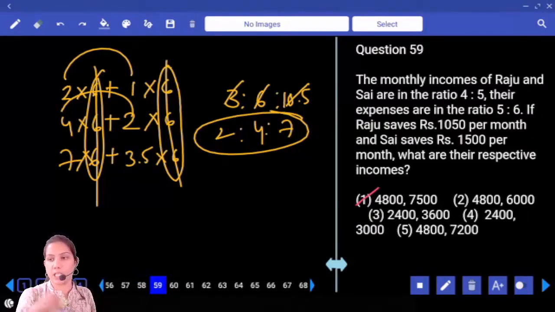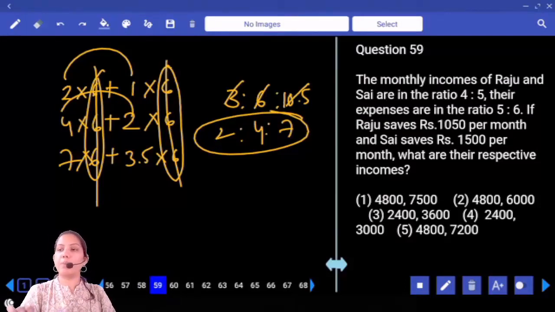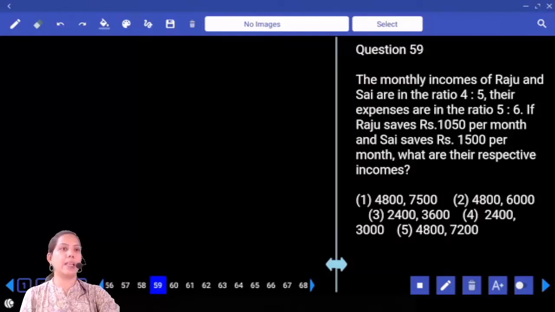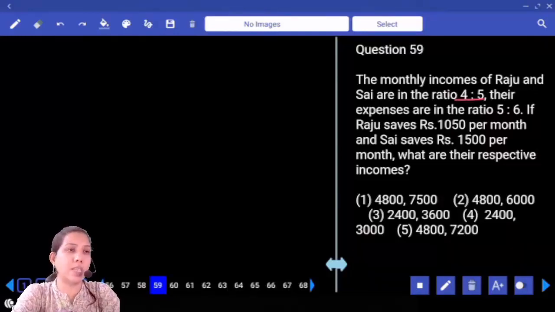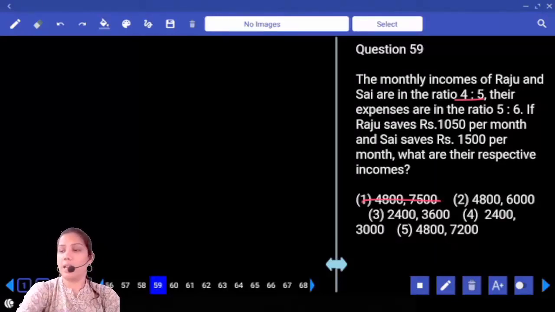Okay. Next, question number 59. The monthly incomes of Raju and Sai are in the ratio 4:5. Their expenditures are in the ratio 5:6. If Raju saves 1050 and Sai saves 1500 rupees per month, then what are their respective incomes? Incomes are in the ratio 4:5, so your options must be in the ratio 4:5. First option, is it 4:5 ratio? 4800, 7500 are not in the ratio 4:5, so definitely this is not my answer. And second option? Yes, so maybe my second option. Third option? No.